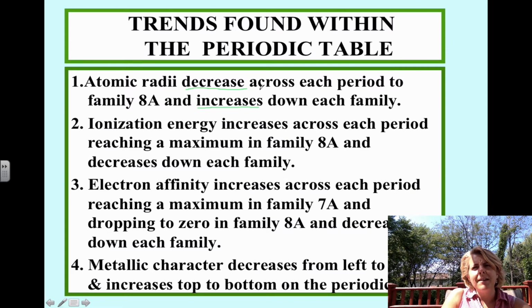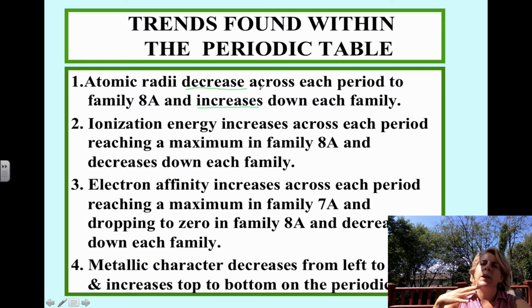Whereas if you're going down a group, the layers of electrons are increasing. Even though the nucleus is getting bigger, they're not necessarily seen as strong of an attraction because we call it shielding. The inner electrons are actually shielding the attraction that the outer electrons have.